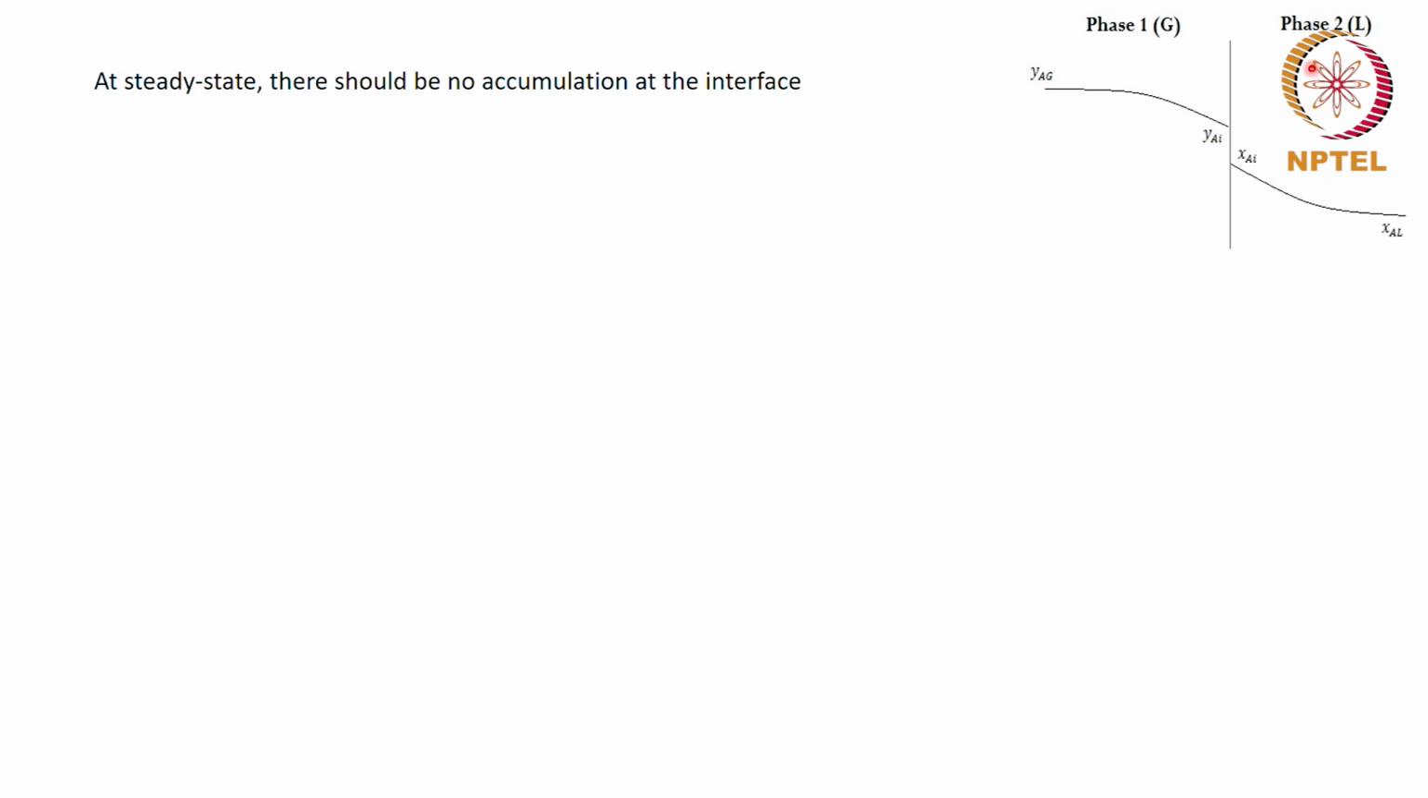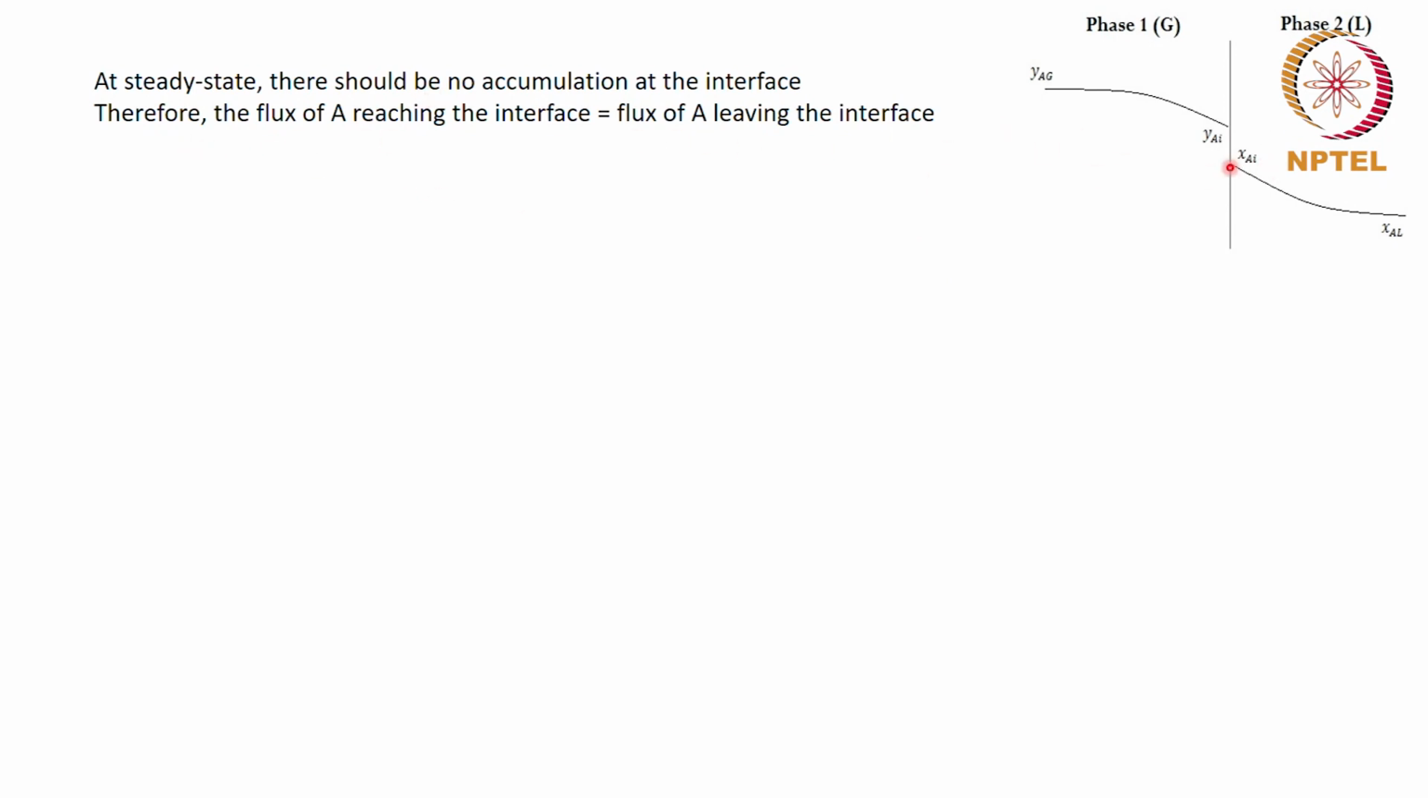At steady state, there should be no accumulation at the interface, because the property of interest, concentration, does not change with time. If there is accumulation, the concentration of the species will change with time. Therefore, the flux of A reaching this interface must equal the flux of A leaving the interface. Okay? It's a powerful view which we have already used. Let's use it again. In a totally different context, we used it. Recall where we used it.